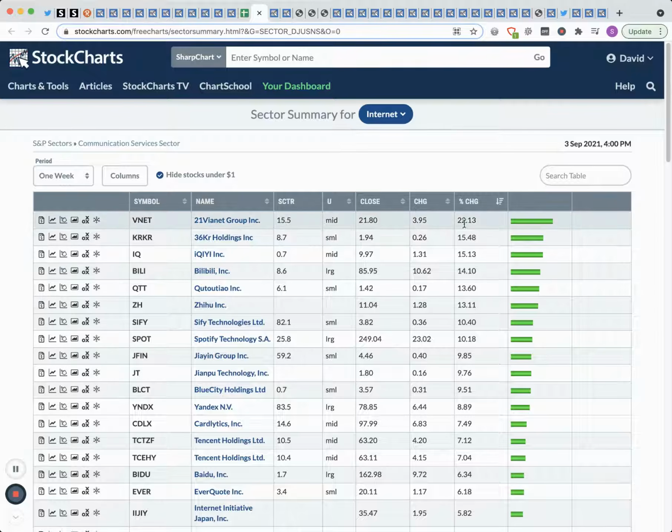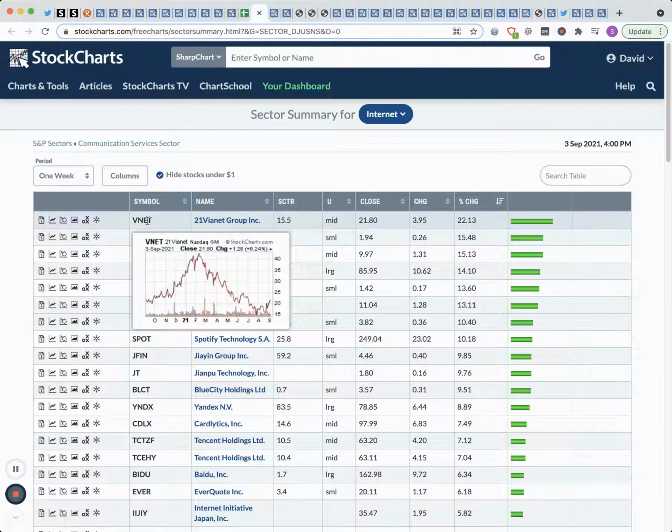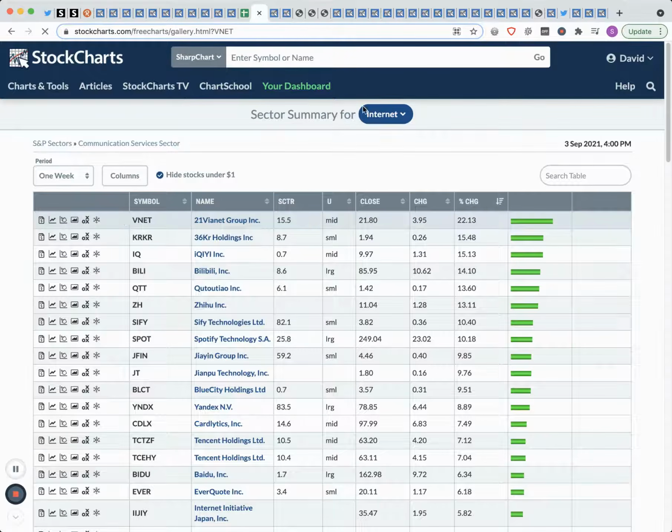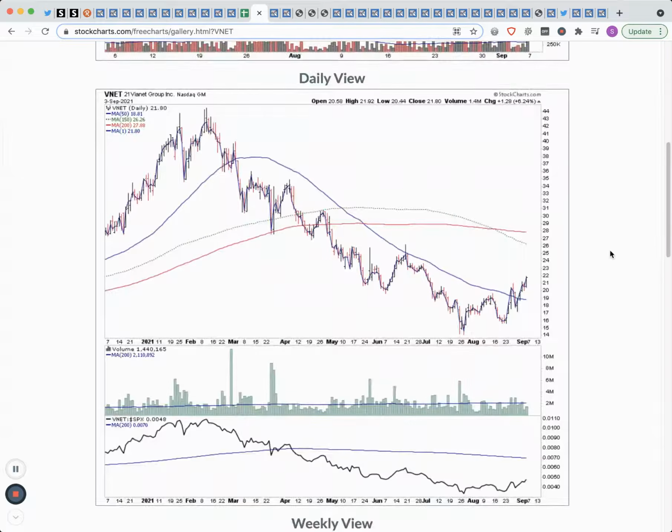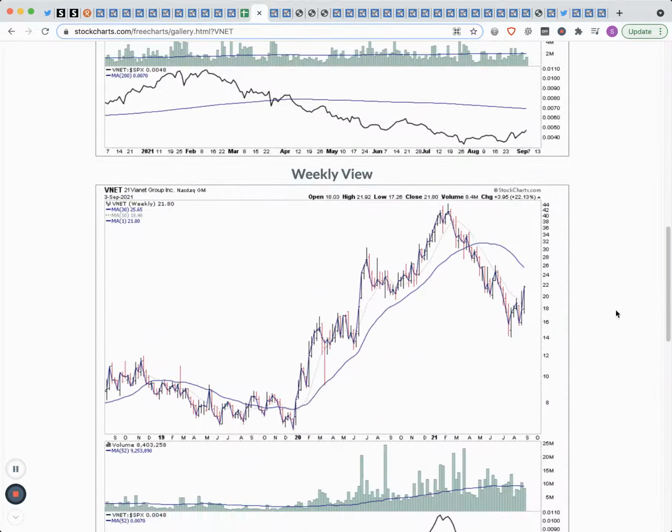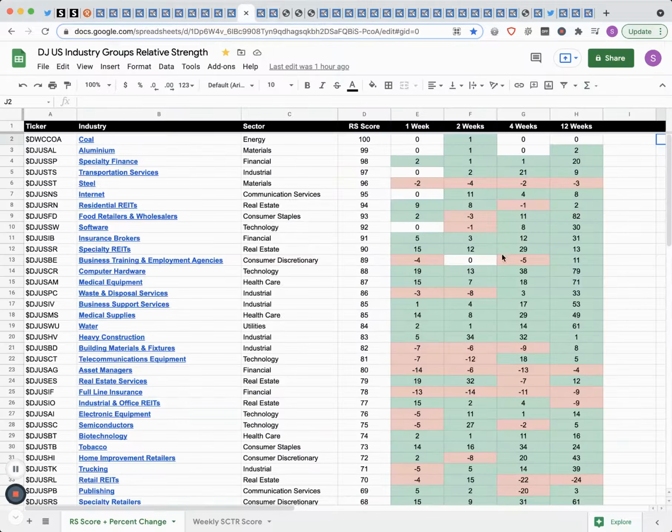So the internet group is one of the strong groups, and you can see that VNET, for example, had a really strong week, up 22%. It's in a strong group, so you can see it's coming out, starting to recover. But this one's an oversold name, only just getting back above its 10-day moving average, but it's below its declining 30-week MA there. So not one I'd be overly interested in at the moment.